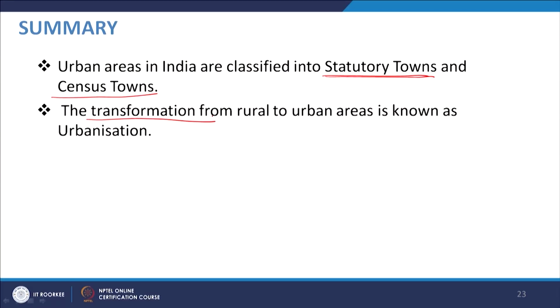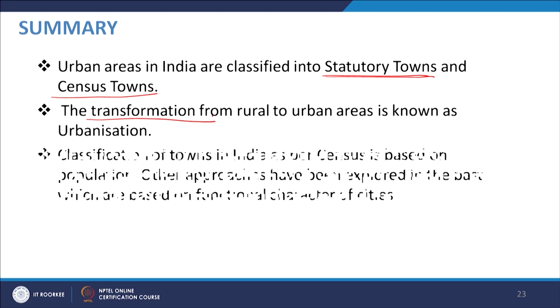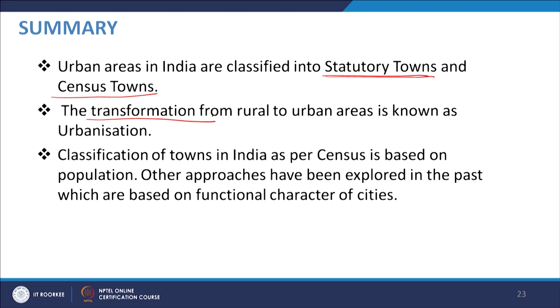And then we have told you that the transformation from rural areas to urban areas is called urbanization, and the classification of towns in India as per the census is based on population. We have told you that there are class 1 to class 6 towns, then cities from 1 lakh to 10 lakh, then 10 lakh to below 1 crore are the million and metro cities, and 1 crore plus are the mega cities. There are other approaches too, like functional categories. There could be functional categories like manufacturing town, education town, forestry-based town or residential town.